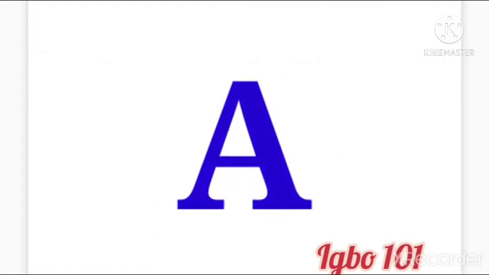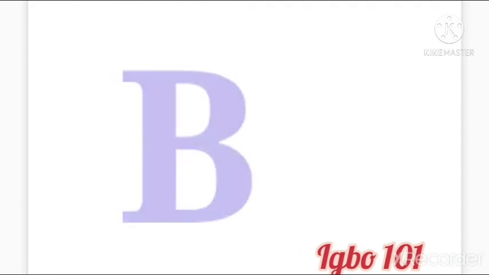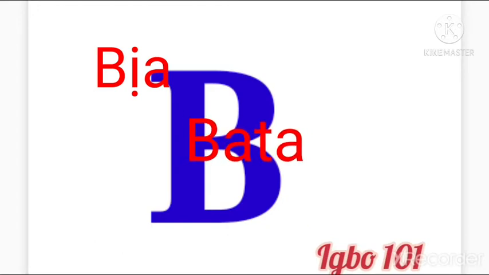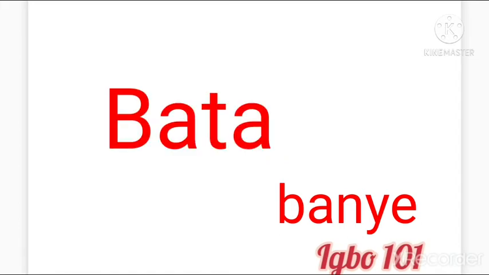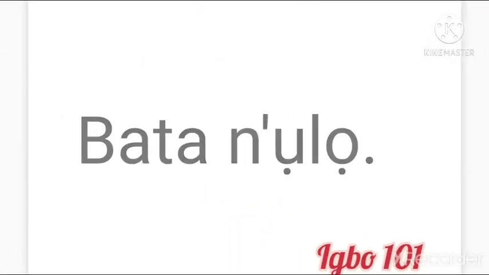Now the letter A in Igbo connotes negative in giving commands. When you see A, we're going to combine it with other words. The verbs we are going to look at are bia, bata, and banye. These are commands already. Bia, come. Bata, enter. And banye, also enter inside.